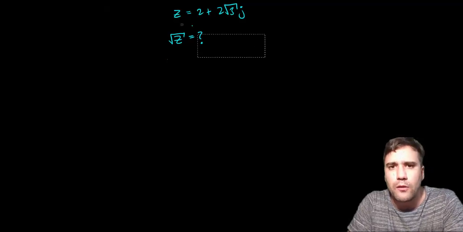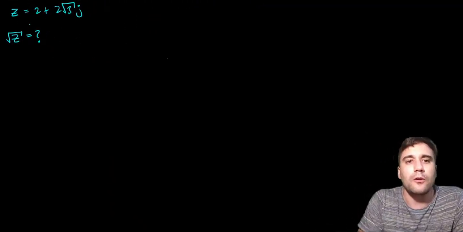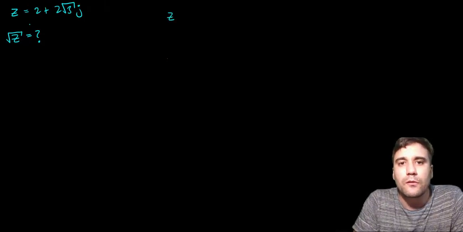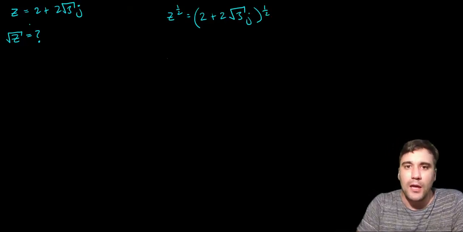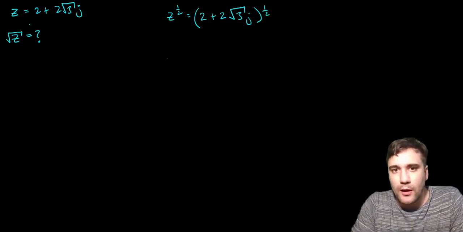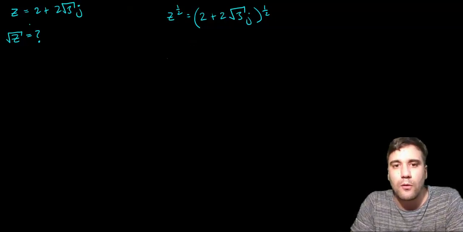I should probably move it over to the side. So z to the power of 1/2 is equal to 2 plus 2 root 3j, all to the power of 1/2. And it can be useful to write this in terms of e. So let's find the magnitude of z first. So what's the magnitude of z?